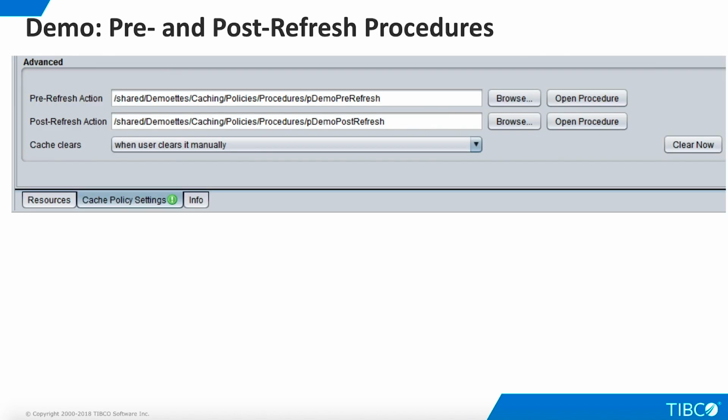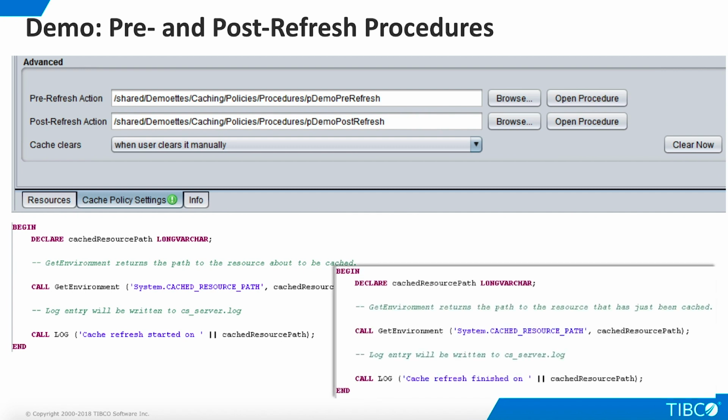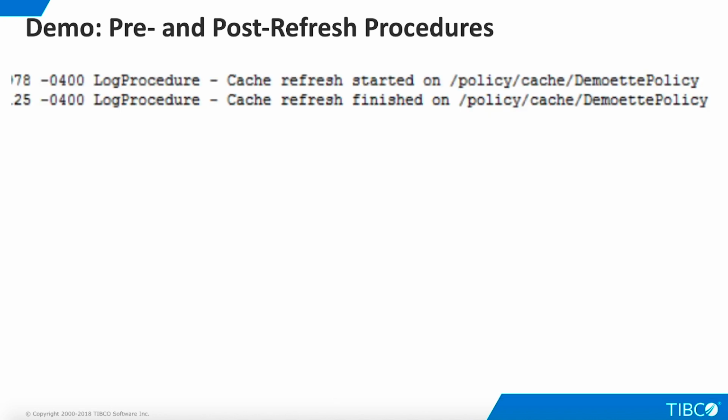Next, let's examine pre- and post-refresh actions. In the Advanced panel of the Cache Policy Settings tab of the policy, you can specify procedures to be executed before and after the refresh takes place. The procedures used in this demo are extremely simple. The pre-refresh procedure writes a start message to the server log, and the post-refresh procedure logs a finish message. Refresh the policy, and we see the results of each procedure in the TDV server log.